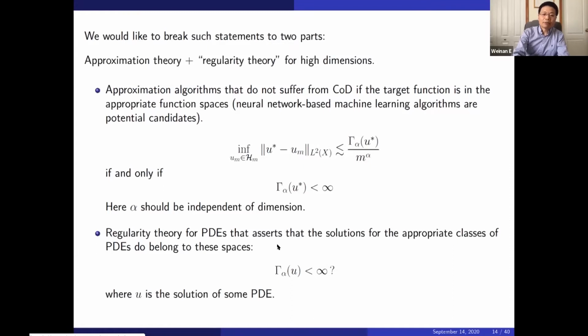And then the second part will be, given a PDE, like these nonlinear heat equations, do the solutions of that PDE satisfy their gamma alpha norm? Is that finite? So we want to answer the question in two parts.